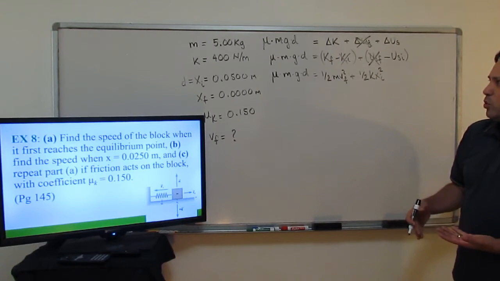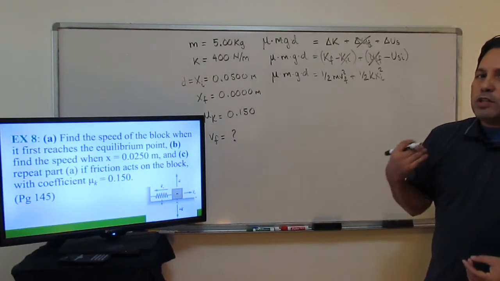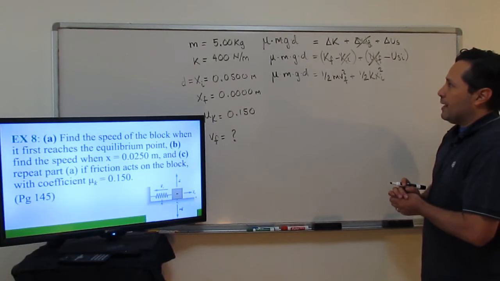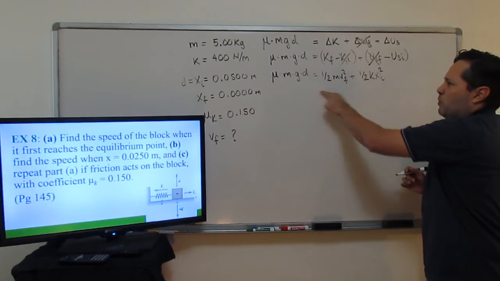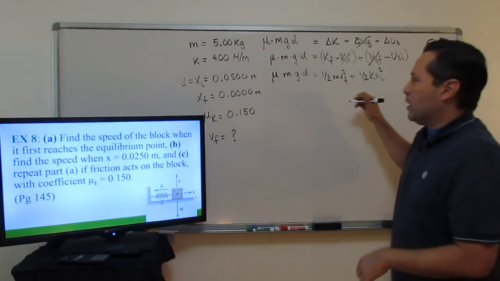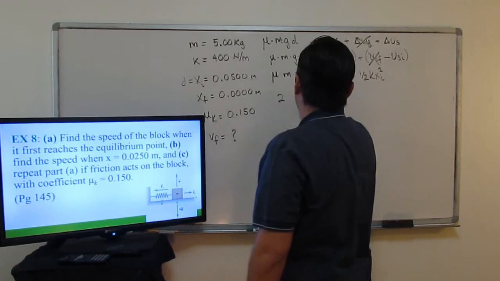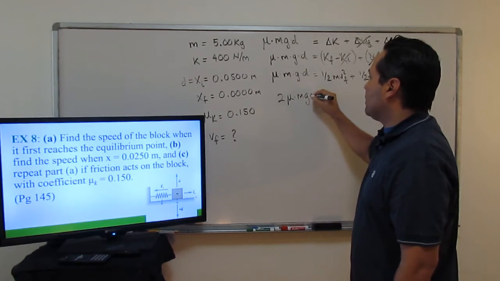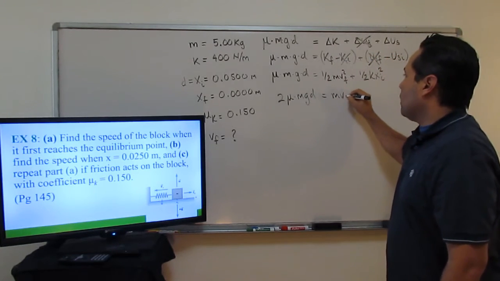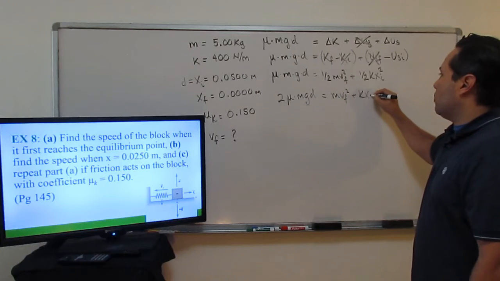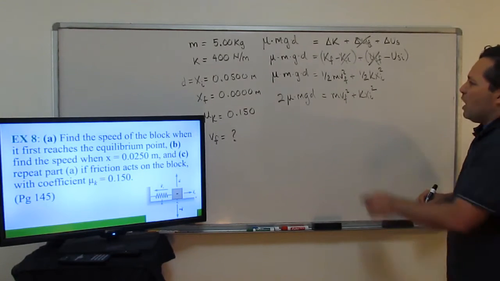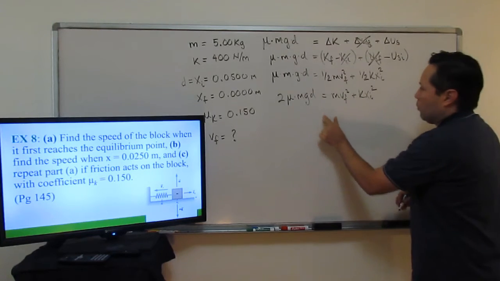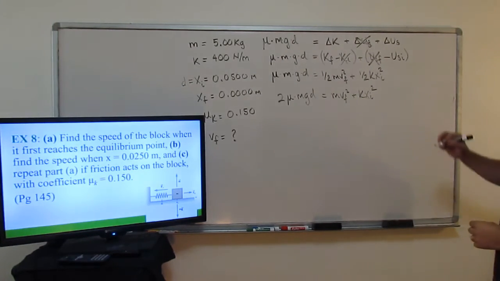Let's keep on working to isolate the VF because I want to know what the final velocity is. When I isolate it, first I want to get rid of all the halves. I want to multiply everything by 2. So 2 times the constant times mass times gravity times the distance is equal to mass times velocity final squared plus constant times compression initial squared. I want the VF by itself. I want to get rid of this. You see that positive, so I'm going to subtract and move it over on this side. Ooh, pardon me, no, that's not a positive.